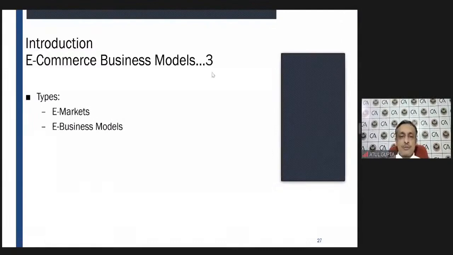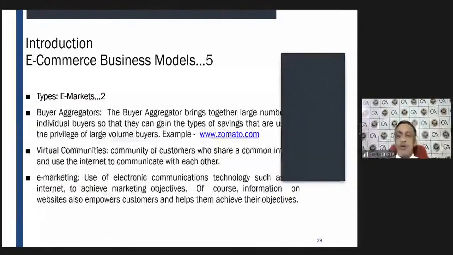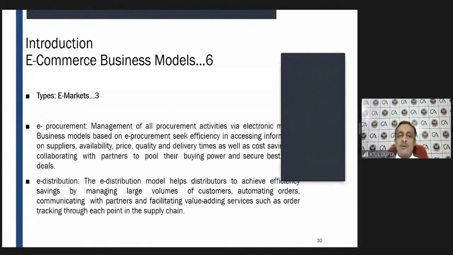E-markets and models. E-shops, e-malls, e-auctions, portals, and then we'll define them. There'll be some overlapping, but then let us try to be very specific. Buyer aggregators, virtual communities, e-marketing, e-procurement, e-distribution. So let us take one by one.